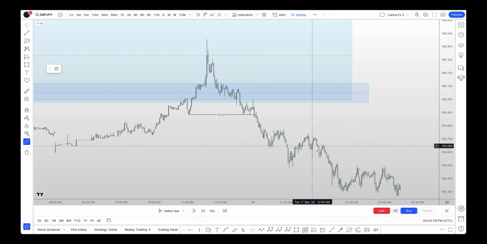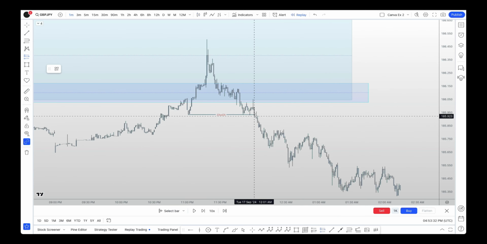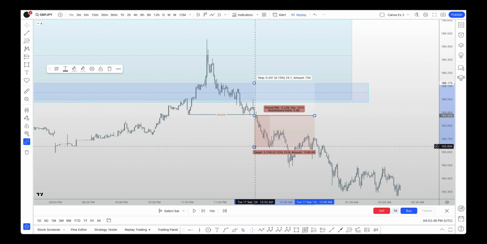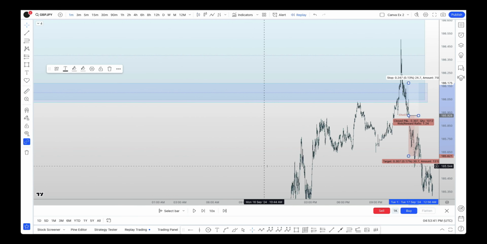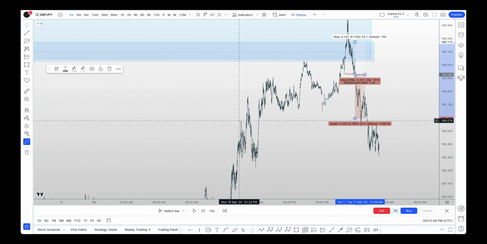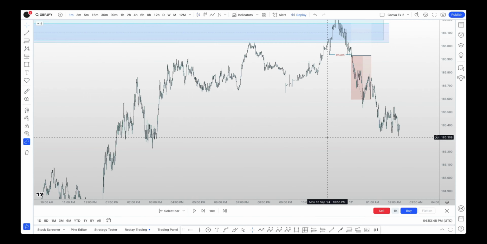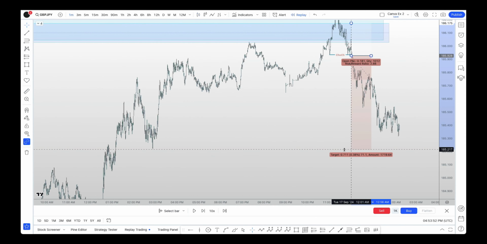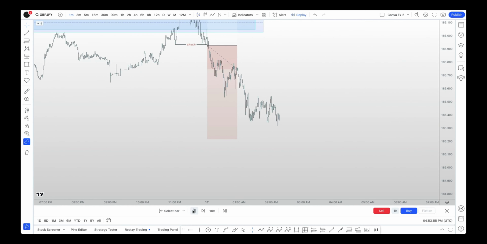Or again, some of you know it as a change of character. You could have entered off of that change of character here. So your stop loss over that order block, and you could have targeted whatever liquidity you wanted. Could have been this area right here, or you could have just targeted a fair value gap, or this area right here. We'll see if price would have tapped into it.